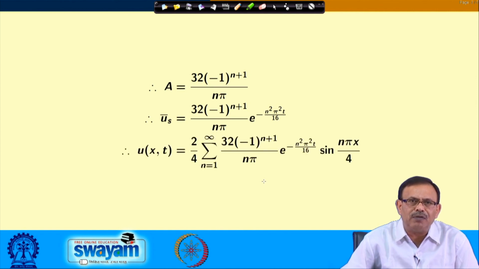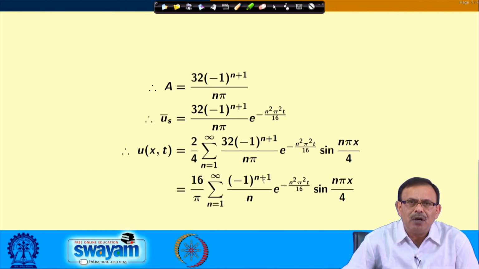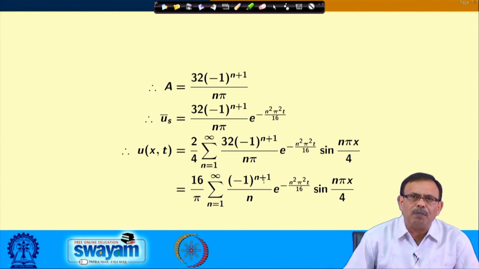So, using the inversion, u(x,t) will be equal to 2 by L summation n equals 1 to infinity u bar s into sin(n pi x/4), and we are substituting the value of u bar s in terms of t, whatever I am obtaining. So, after evaluation you will obtain this result. By this way I can find the value of u(x,t) whenever the partial differential equation is given along with the conditions.